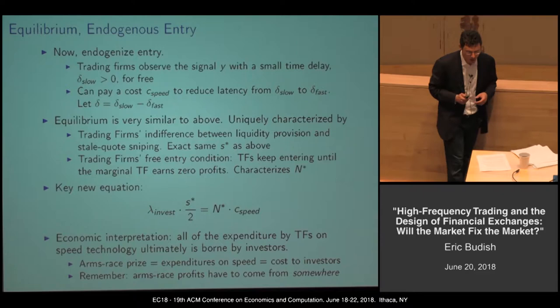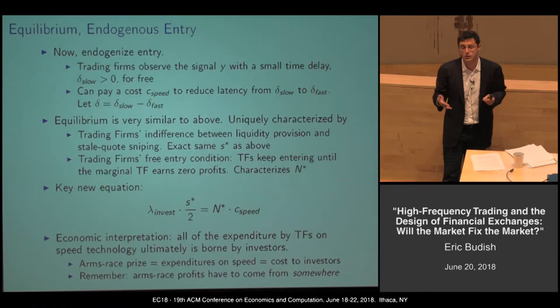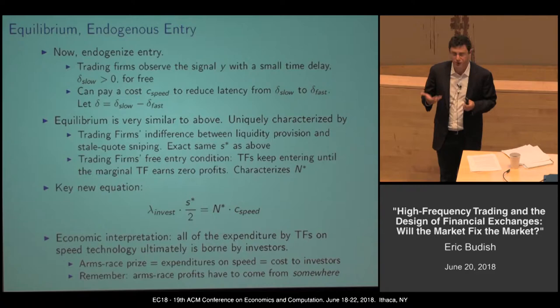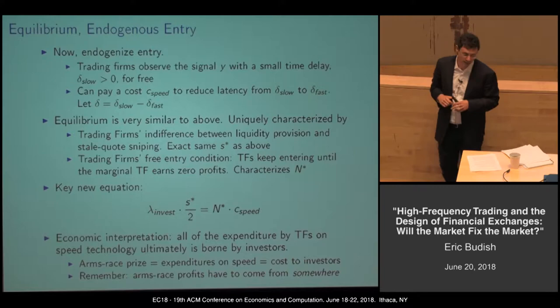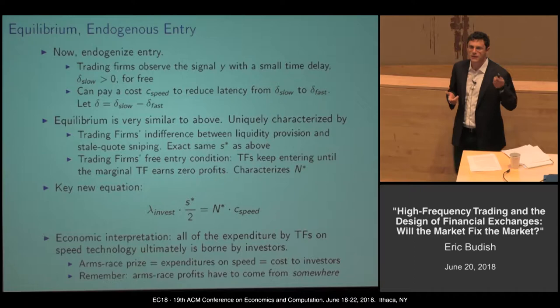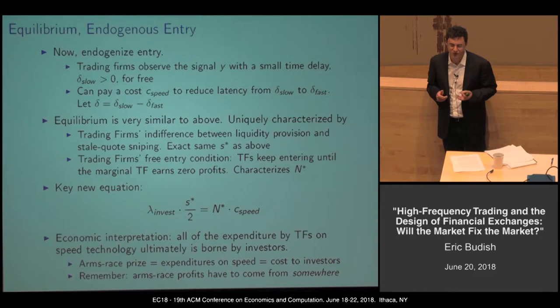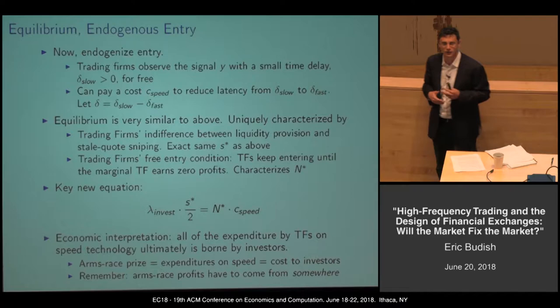The equilibrium, similar to above, is now characterized by two equations. The first is the one from earlier that leaves trading firms indifferent between liquidity provision and stale quote sniping. And the second equation is a free entry condition that says that the amount of entry is going to dissipate the profits from the speed race. And these two conditions together yield a new equation that I displayed on the slide. And this new equation says, in words, that the revenues from stale quote sniping get dissipated by investment in speed. So the prize in the arms race, expenditure on speed, and the cost to investors in the form of excessively costly liquidity are all equivalent in the model.